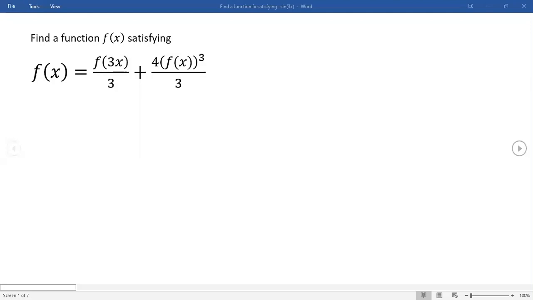Good morning, everybody. I'm coming to you with a functional equation. This is an equation where we're actually looking for an unknown function. We're trying to find a function, not a number, or scalar, or an integer, or complex number, anything like that. We're trying to find a function.